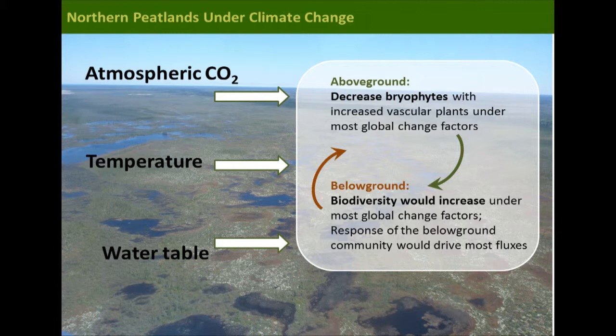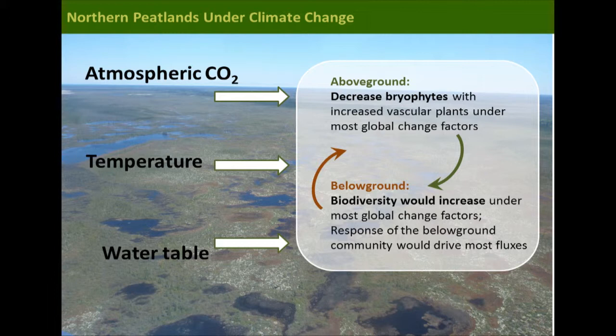So specifically, elevated atmospheric CO2 and elevated temperature are expected to enhance vascular plant growth. This is expected to then release that competitive stronghold that the sphagnum mosses have. And this is going to have cascading effects into the below ground system through changes in litter quality and litter quantity, as well as labile carbon through root exudates.